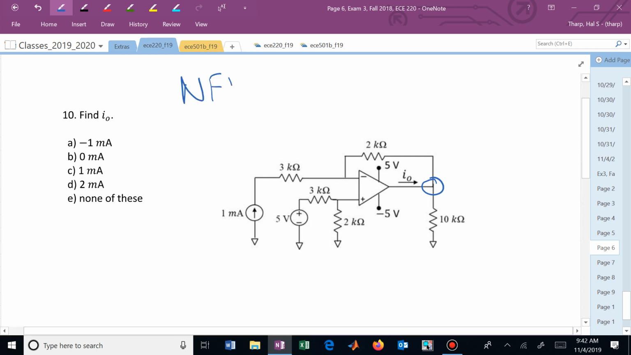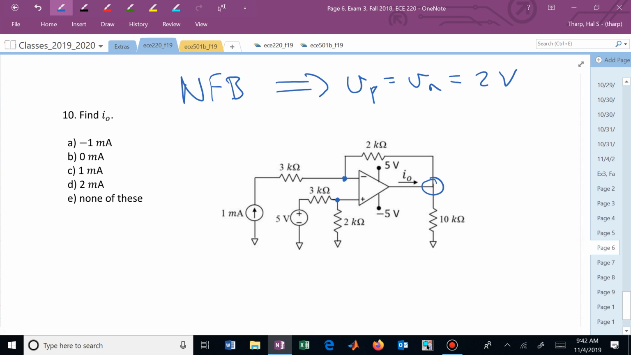Negative feedback. Then we can apply KCL here, but this now says that V sub p is equal to V sub n. What's V sub p? It's right there. It's a voltage divider away from 5, and it's 2 over 5 times 5. It's 2 volts. I'm speeding up a little. V sub p is 2 by a voltage divider.